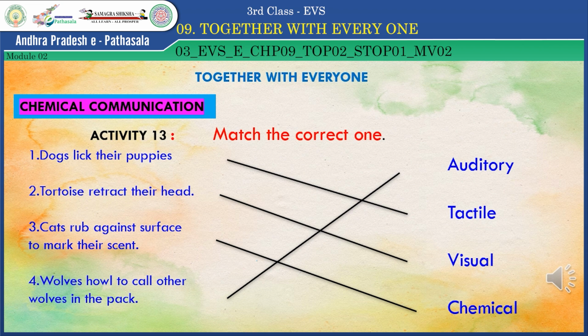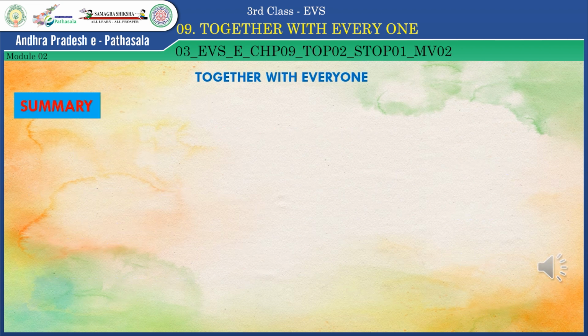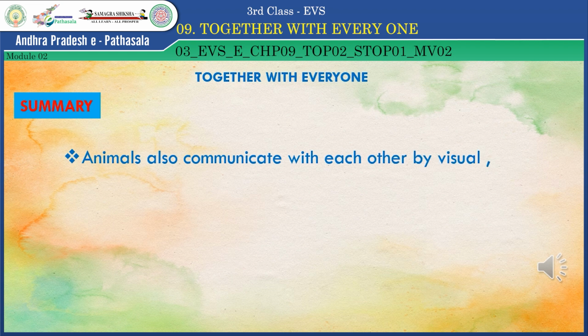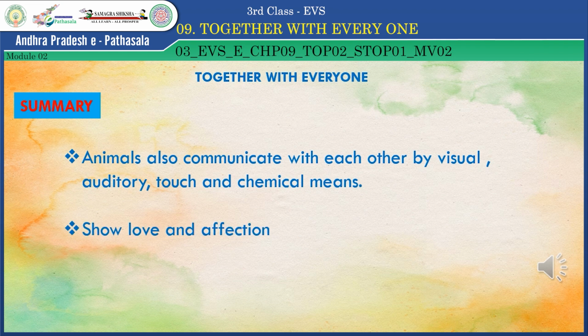Let's see the summary. Children, take a glance at the summary. Animals also communicate with each other by visual, auditory, touch and chemical means. Show love and affection towards the animals. Use appropriate devices to communicate in different situations.